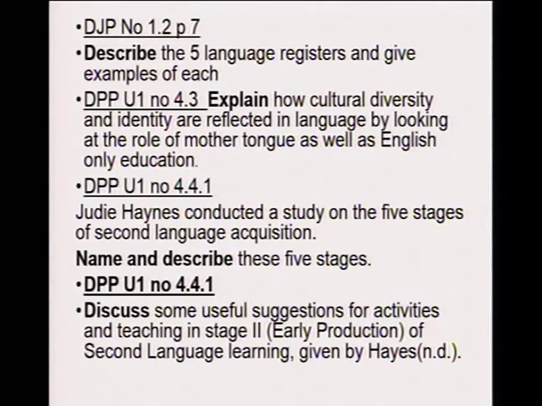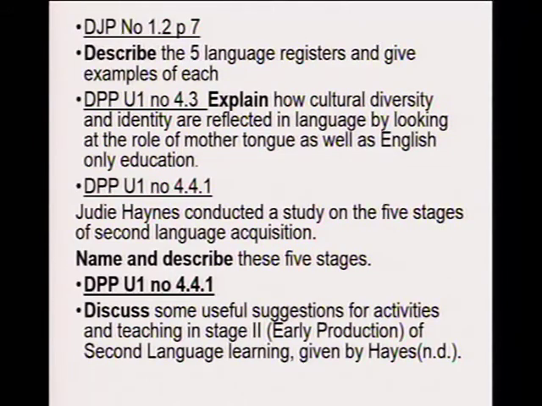DJP number 1.2, paragraph 7. Describe. Describe is only a level 1 verb, and you can only put down the facts from your study guide. Describe the 5 language registers and give examples of each. You write down the register and next to it give an example.